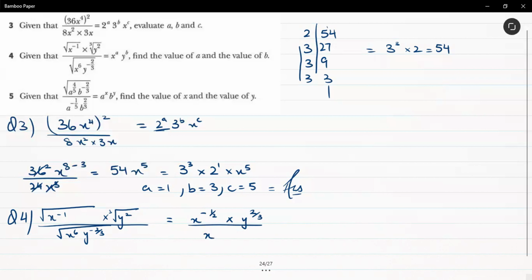And what's 6 multiplied by 1/2, because it's under a root? So 6 multiplied by 1/2 gives us x to the power 3. And y to the power -2/3 multiplied by what? 1/2. That gives me -2/6, which further simplifies to -1/3.